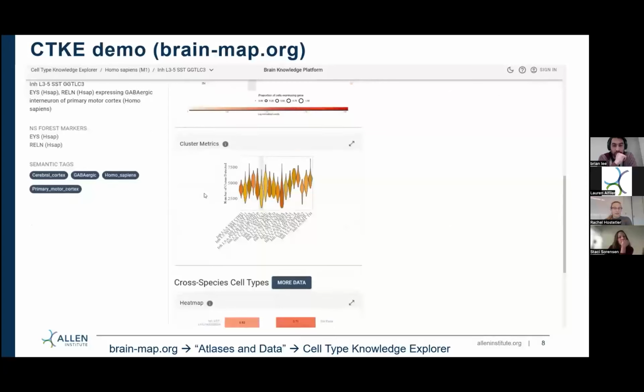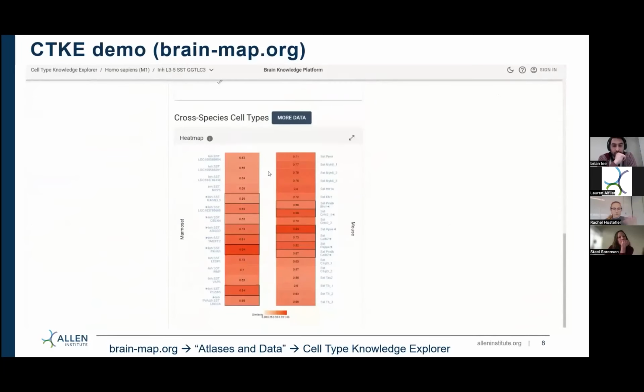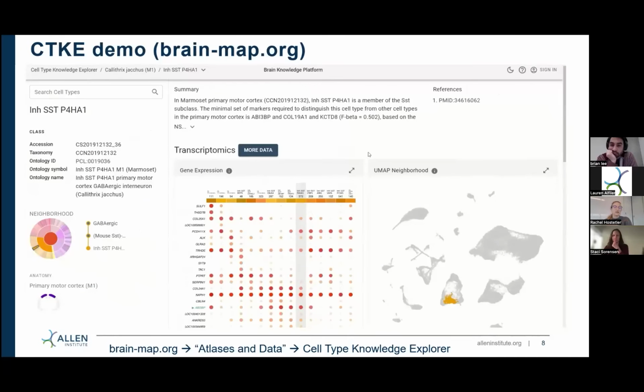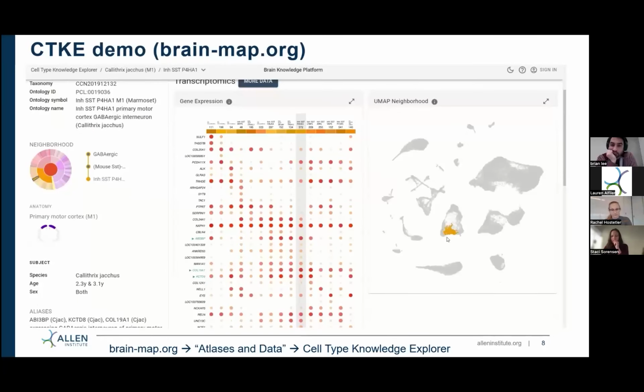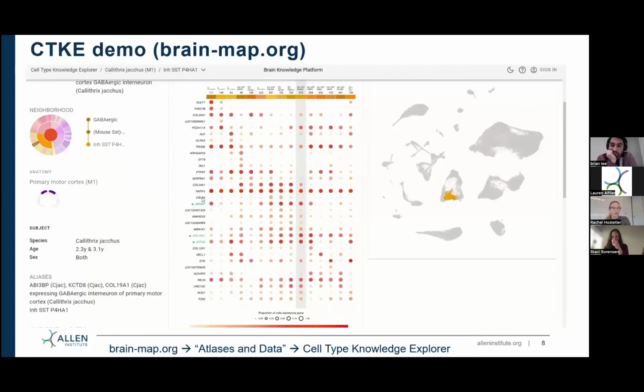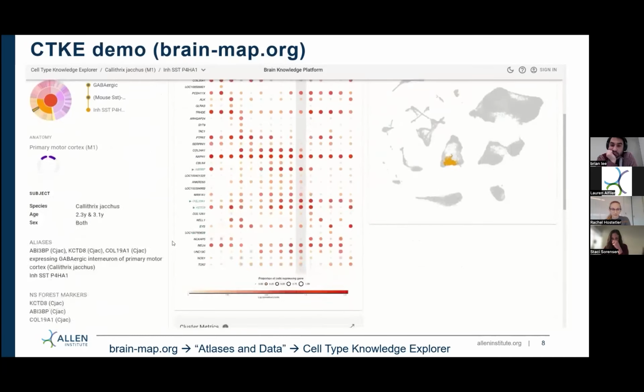And then down again, back at our heat maps, we can then look at our third species, our marmoset. So we have mouse on the right, marmoset on the left. We can click on the darkest red one here, and that is the homologous cell type in the marmoset data. Here again, we can look at the different genetic markers that were used to define these cell types.